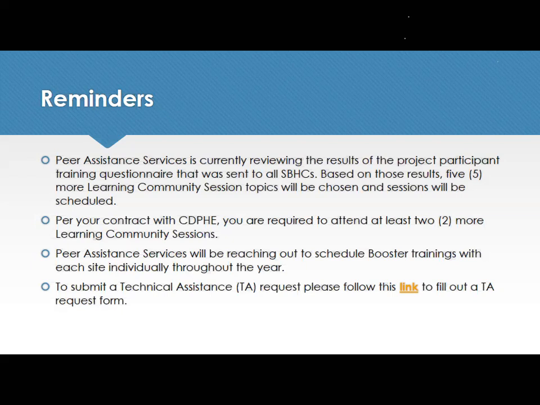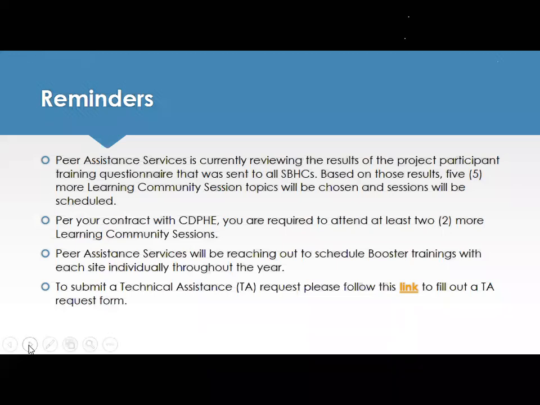We will also be reaching out to schedule boosters with each site. Again, we'll be revisiting the checklist during those boosters. And then just a reminder that if you ever need to submit a TA request, or technical assistance, you can use this link down here, it's hyperlinked, to fill out a TA request form. That way we can get your information and reach out as necessary.